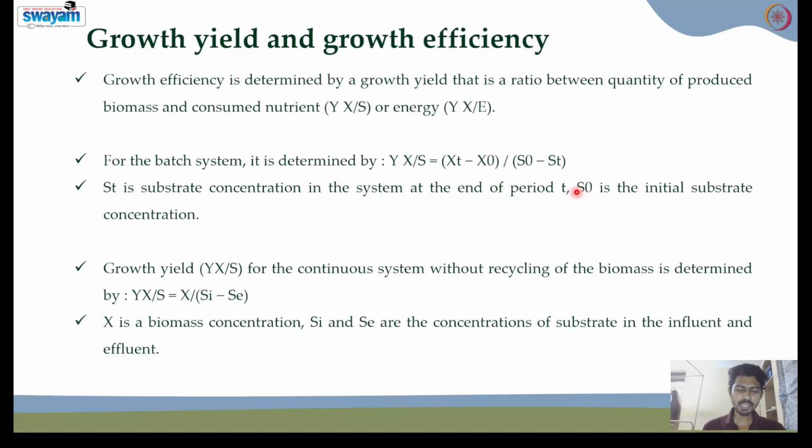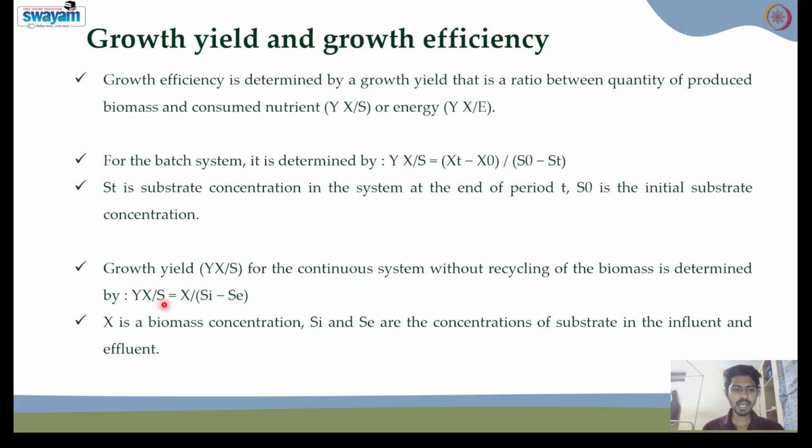This is how the growth efficiency is calculated for a batch system, given by Xt minus X naught divided by S naught minus St. This is one of the most important formulas that you need to remember for solving MCQs. Next, how about the continuous system without recycling of the biomass? As we are given the constraint of no recycling, the initial biomass will not be considered here.